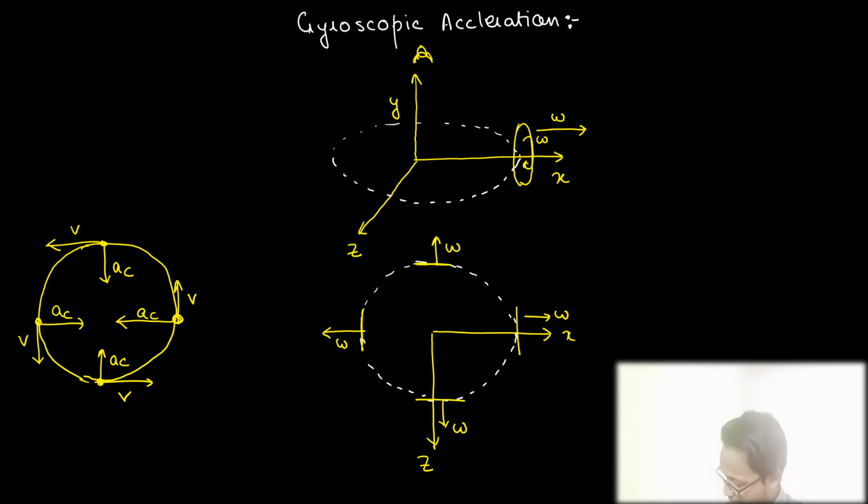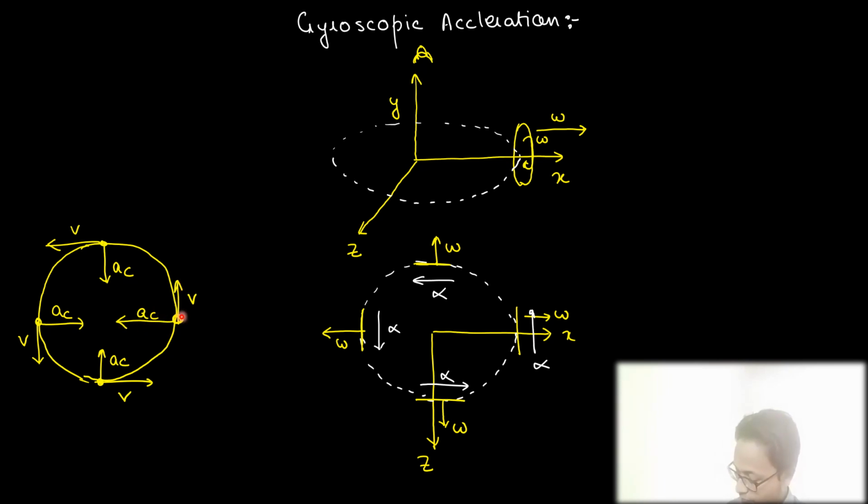Okay, so the gyroscopic acceleration would be out here, and out here, and out here. How do I know? There is a formula for finding out gyroscopic acceleration, but let us first understand the similarity between centripetal acceleration and gyroscopic acceleration.